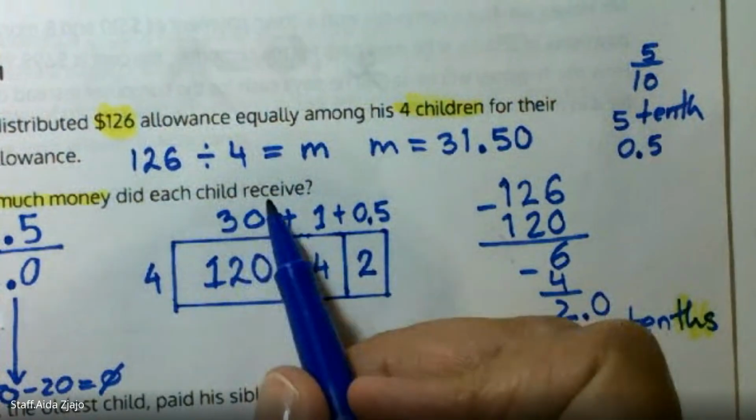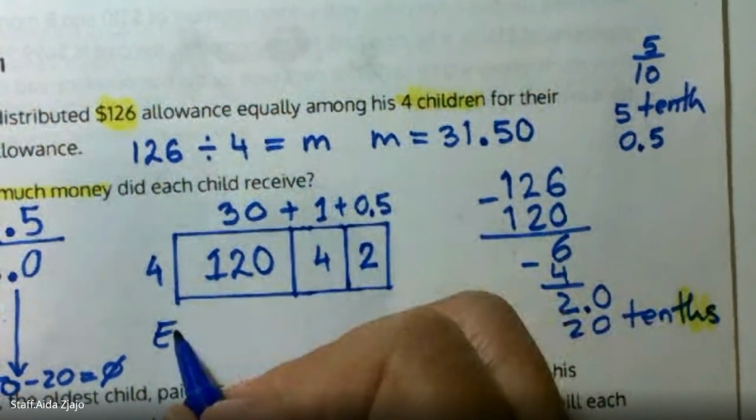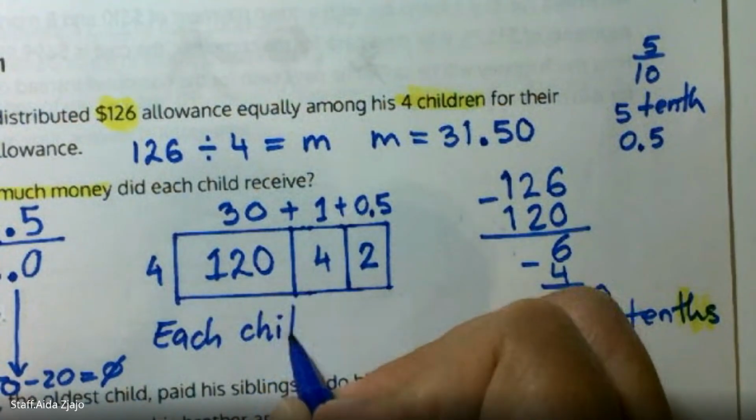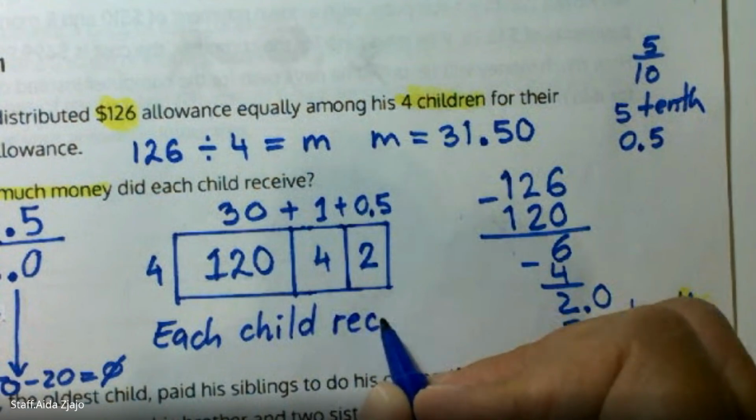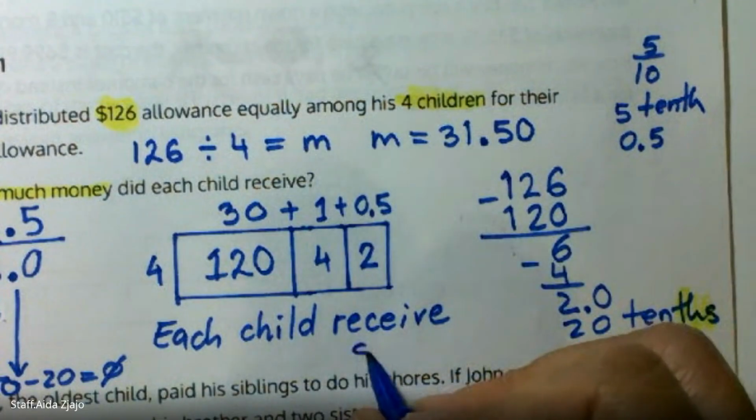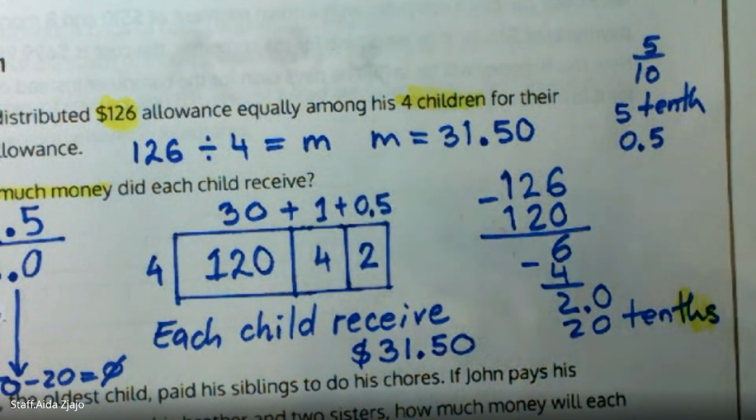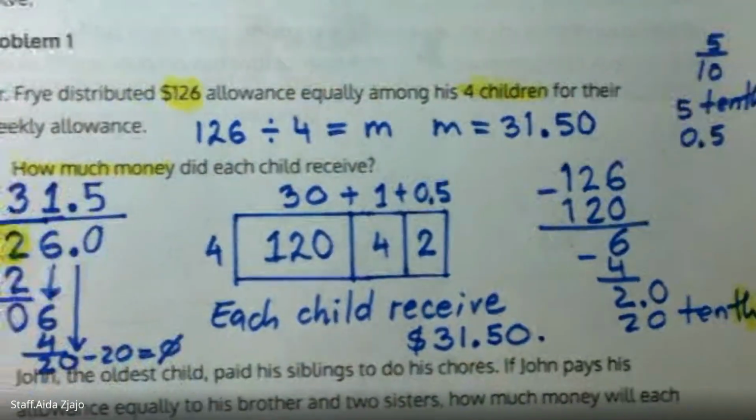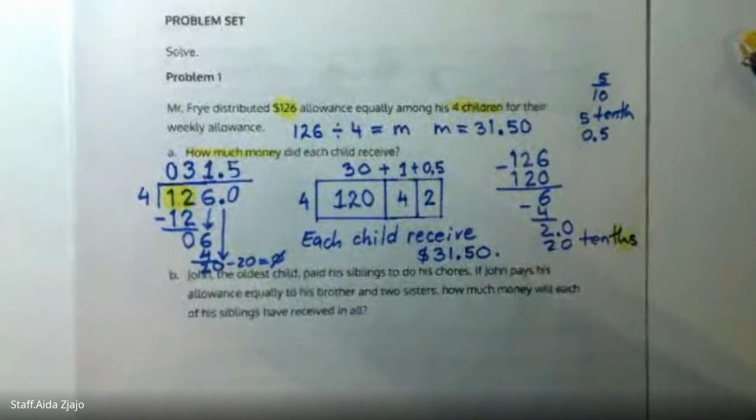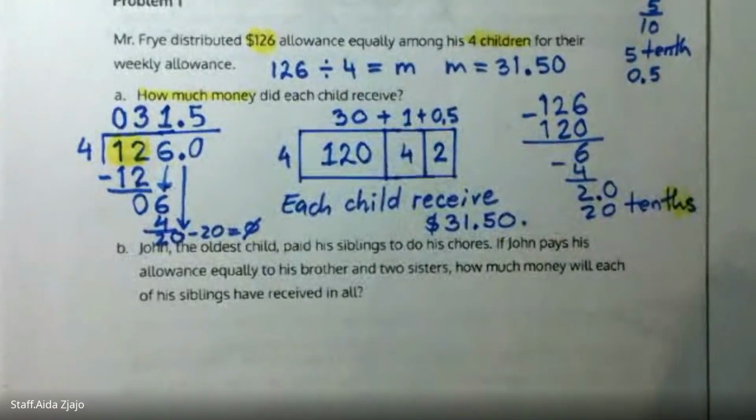How much did each child receive? Each child received $31.50. Okay, I hope that gives you a better understanding of your choices for doing division.